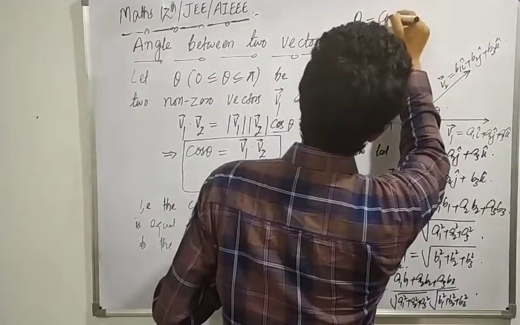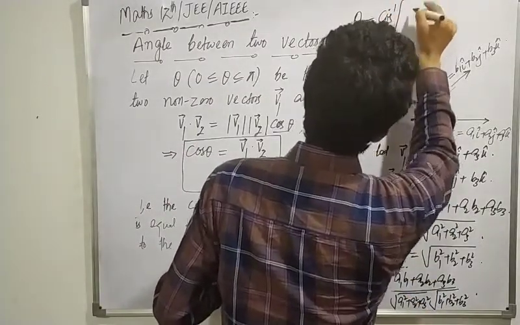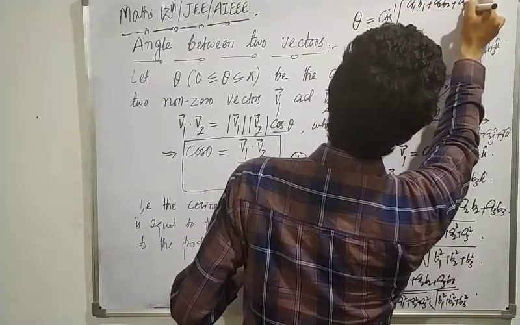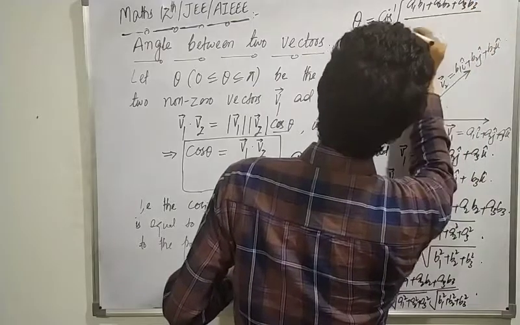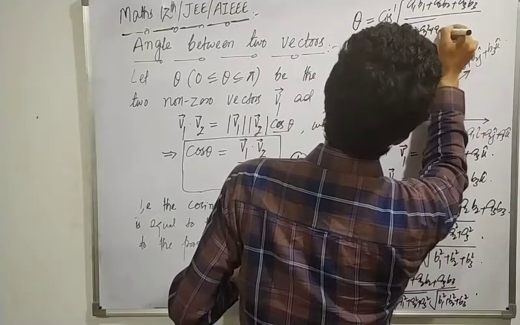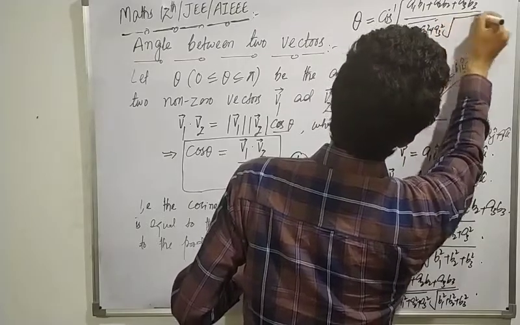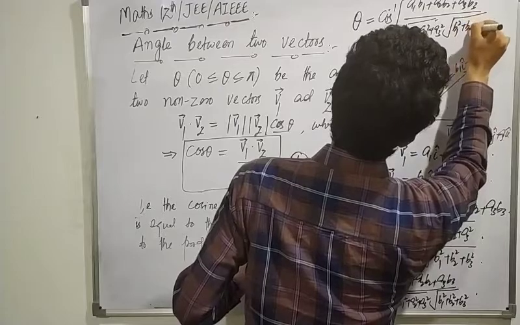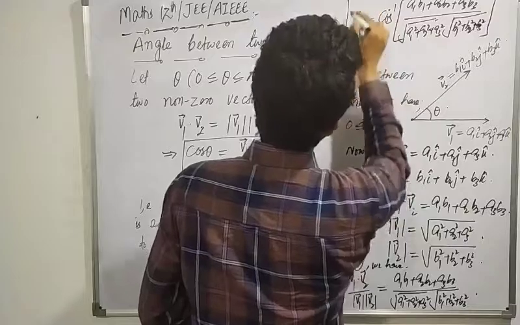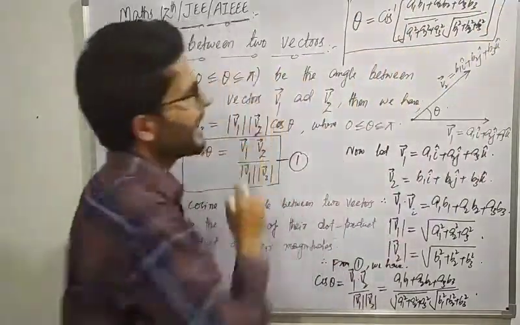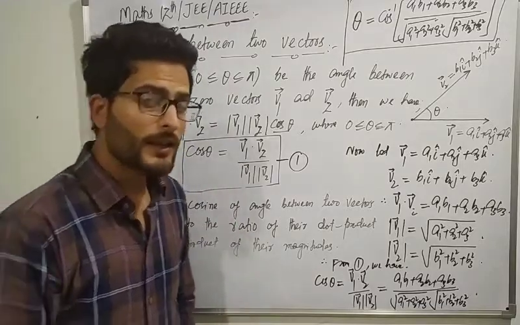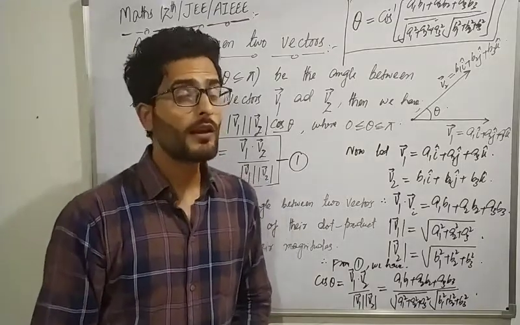Cos inverse of theta must be equal to cos inverse of a1 b1 plus a2 b2 plus a3 b3 divided by square root of a1 square plus a2 square plus a3 square into square root of b1 square plus b2 square plus b3 square. From this expression we can find the angle between two non-zero vectors when they are expressed in terms of their rectangular components.